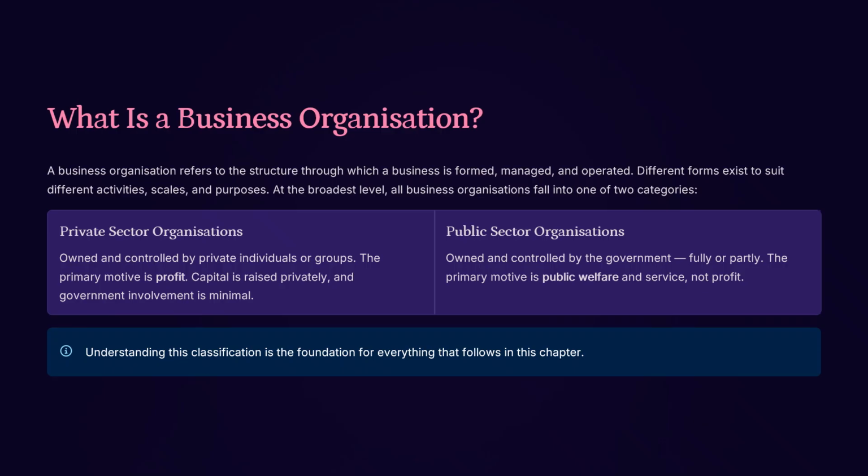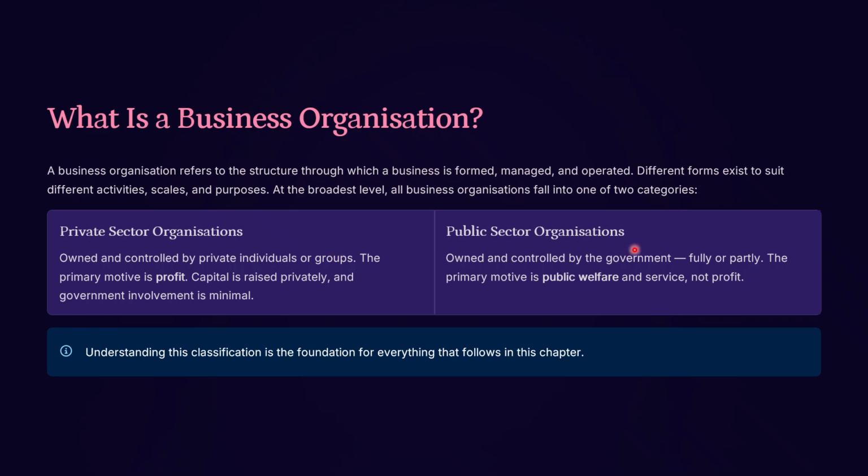Let's first understand the meaning of a business organization. A business organization is a structure through which a business is formed, managed, and operated. Broadly, business organizations are divided into two categories. The first is private sector organization and second is public sector organization. First, private sector organization. These businesses are owned and controlled by private individuals or groups. Their main objective is to earn a profit, the capital is raised privately, and government involvement is very limited.